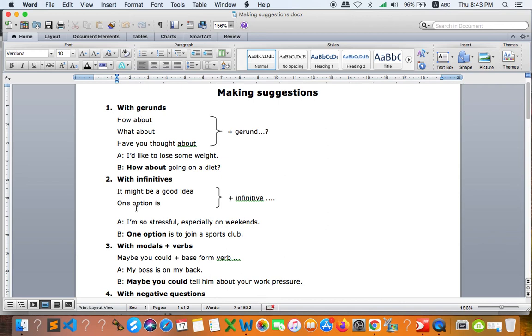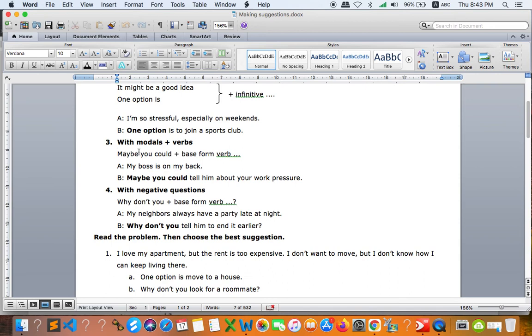Besides gerunds and infinitives, we also have modals. So modal plus verb base form. There is only one case right here: maybe you could, and then plus verb base. Okay, so let's take a look at the example right here. My boss is on my back. So maybe you could tell him about your work pressure. Just like that. So maybe you could, and then you use the base form, according to the form right here. So anytime you use a modal like this, maybe you could, then you have to use the base form after that.